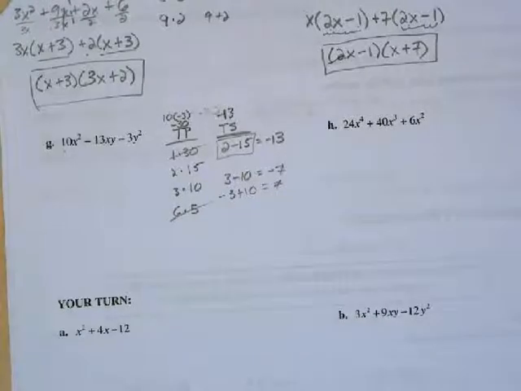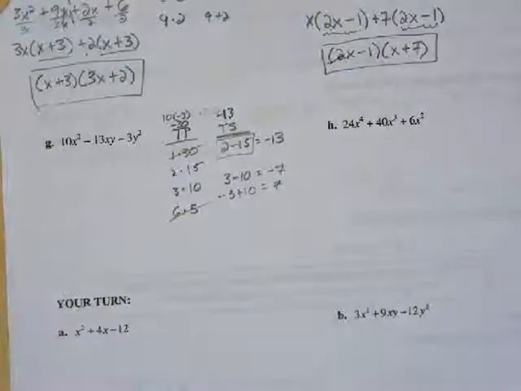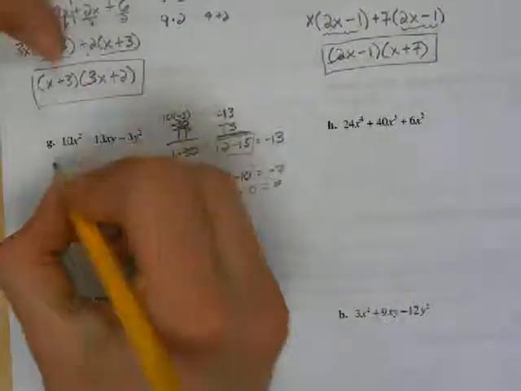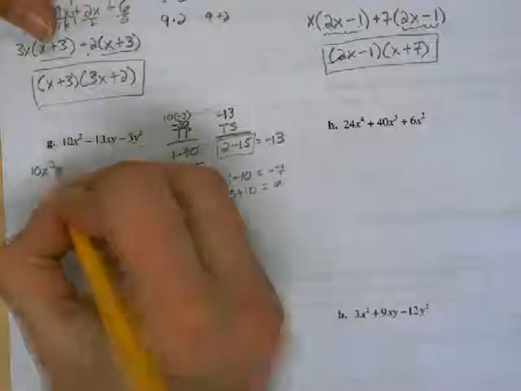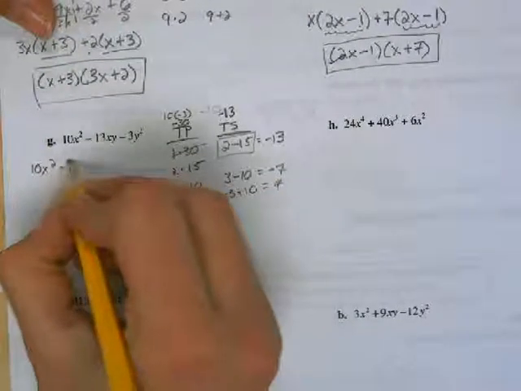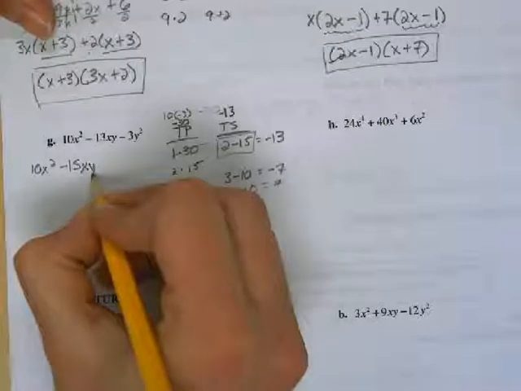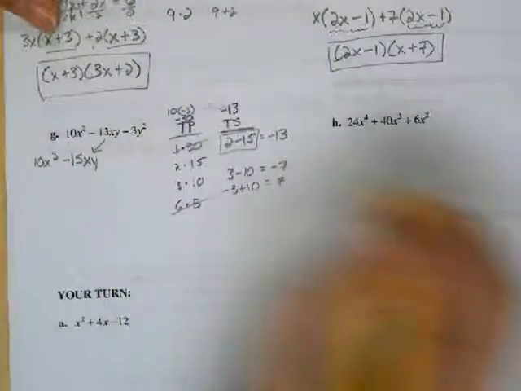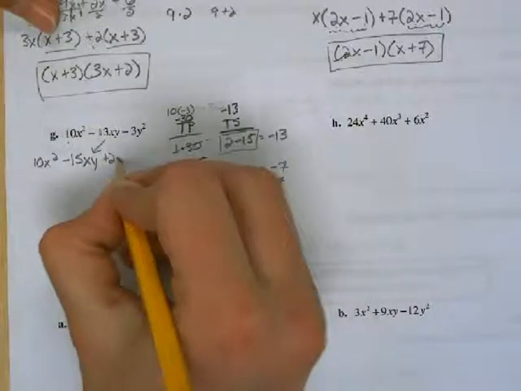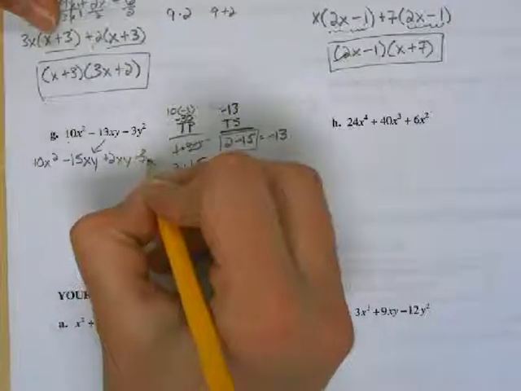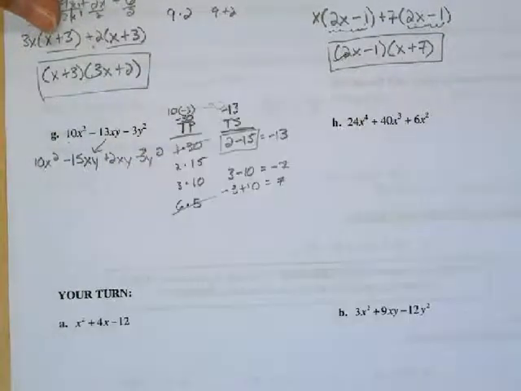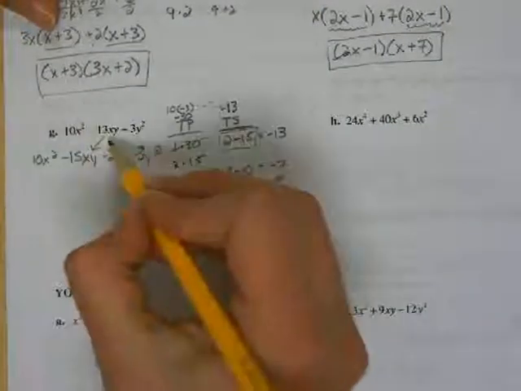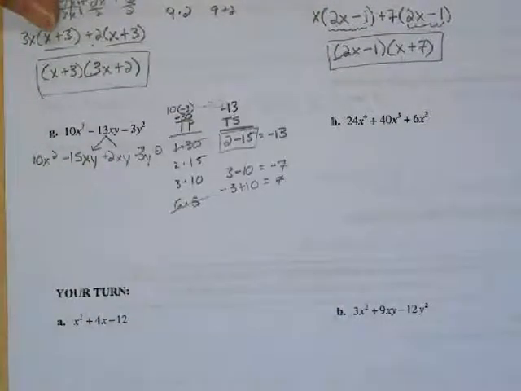2 minus 15 does give me negative 13. Go from there. Here we go. 10x squared, minus 15xy. Please don't forget that xy, otherwise you're going to lose a y in this process. Okay, negative 15xy, positive 2xy, negative 3y squared. Okay, split that middle term over and over again.